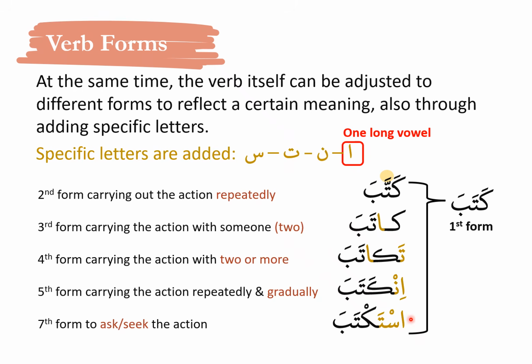Now if you add the alif, sin and ta, it means to ask or seek an action. So it means to have someone, or seek an action, ask from someone to write. So these are five verbs, five verb forms extracted from the root verb, the first form.